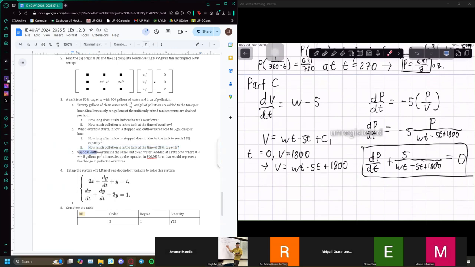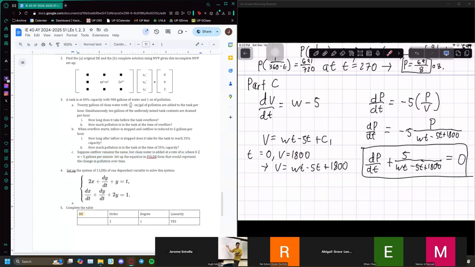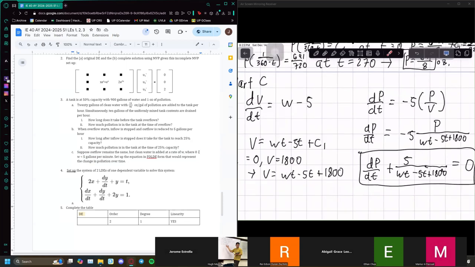it's just a setup. But if you were to follow through with the solving, if you were given the actual W, it's just the same procedure. So suppose alpha remains the same, but clean water is added at a rate of W, where 0 is less than W is less than 5 gallons per minute. Set up the equation in the form that would represent the change in pollution over time. So I think the 0 to 5 is just to clarify that there's still a net outflow.